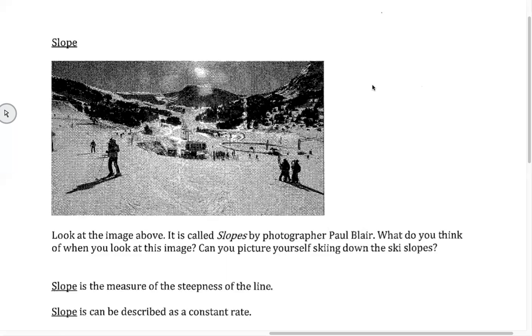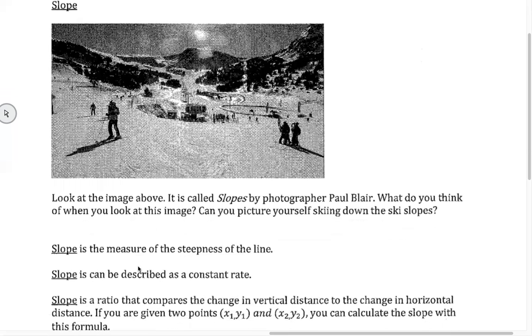And as we were talking about today, horizontal lines are slopes that are zero. It's a flat line. And we have vertical, that's like skiing off a cliff. That is undefined.